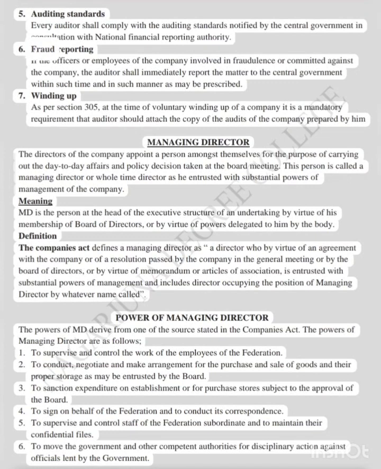6. Fraud reporting. If the officers or employees of the company involved in fraudulence are committed against the company, the auditor shall immediately report the matter to the central government within such time and in such manner as may be prescribed. 7. Winding up. As per Section 305, at the time of voluntary winding up of a company, it is a mandatory requirement that auditors should attach the copy of the audits of the company prepared by him.